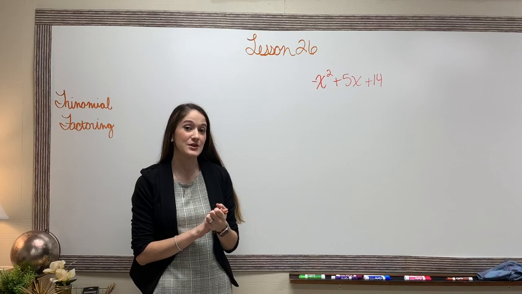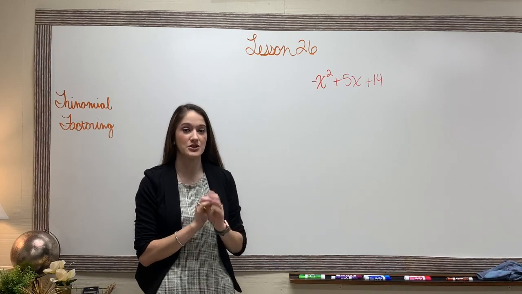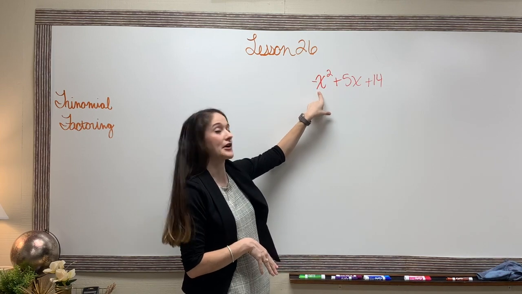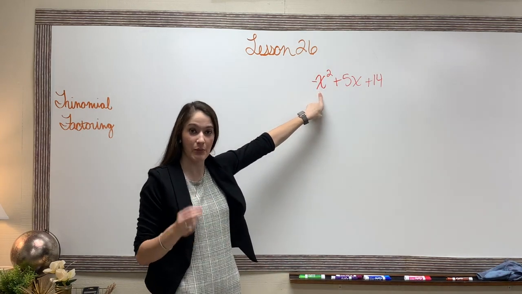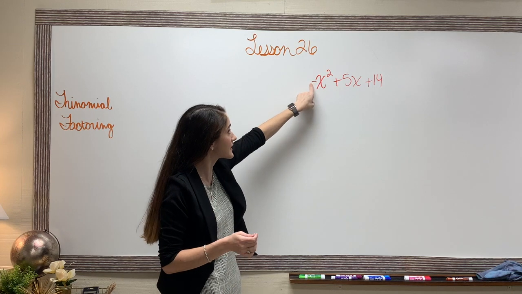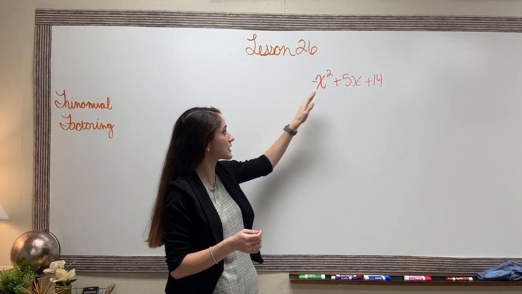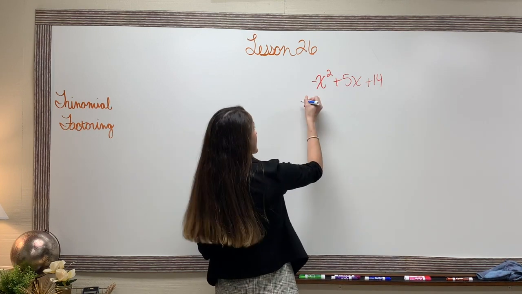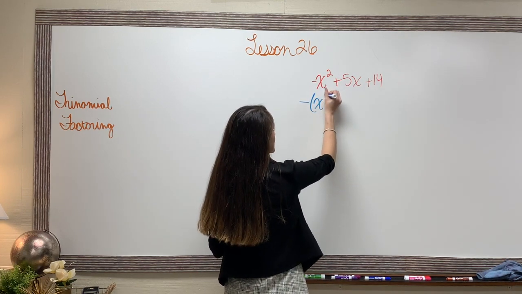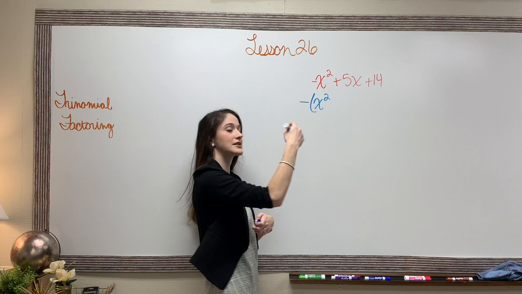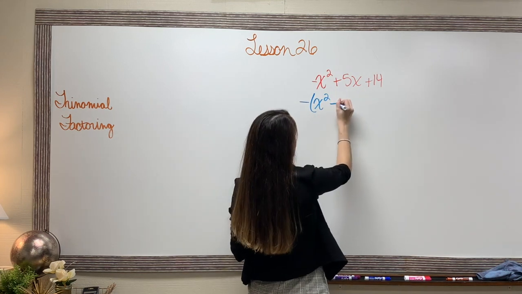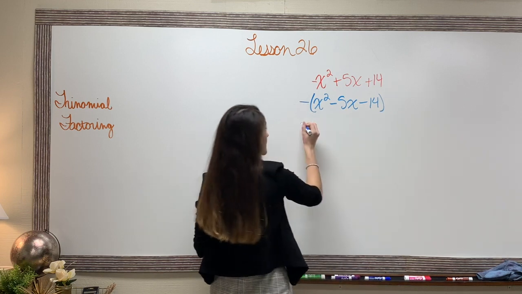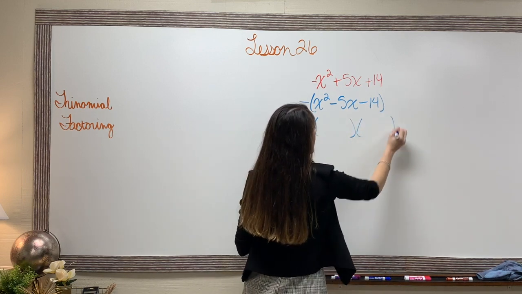Okay, our next example brings me to a point that we should always keep in mind. When we are doing this, we always want our highest degree to be positive. So since there is a negative here, we need to factor out a negative from all three terms. So this is going to look like negative, then x squared. So if I'm factoring out a negative, that's going to change both of these signs. So minus 5x minus 14. And we're going to keep going.